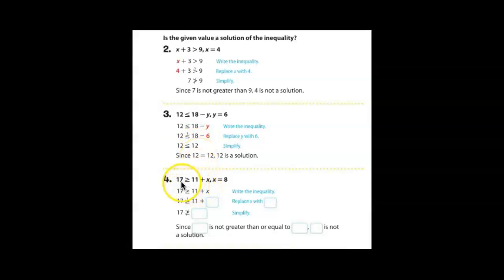And then the final example for this section, it says 17 is greater than or equal to 11 plus x. And if x was 8, 11 plus 8 is 19. So write the inequality, replace x with 8. And since 17 is not greater than or equal to 19, then 8 is not a possible solution.